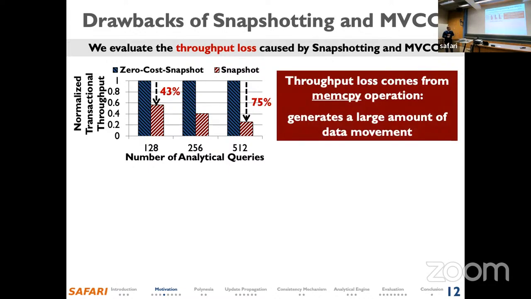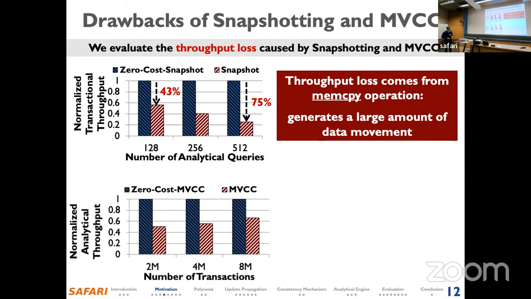The throughput loss comes basically from data movement: the memory copy operations that are required every time you do a transaction update to a particular portion of the replica. So you are doing snapshotting, or copying data, and this is the main source of inefficiency.